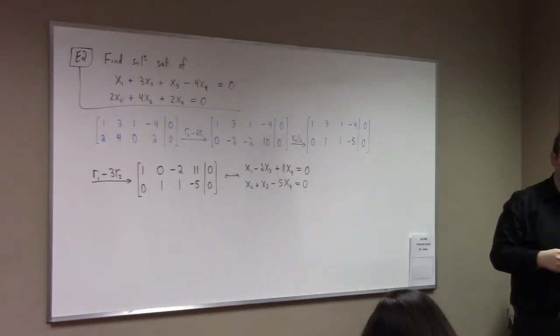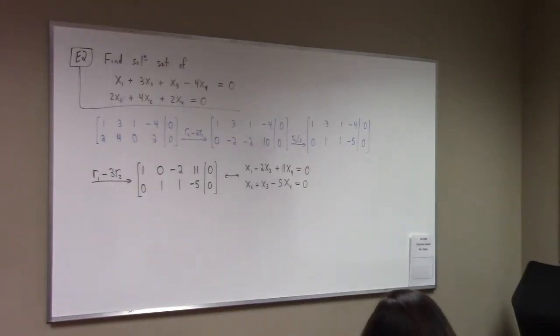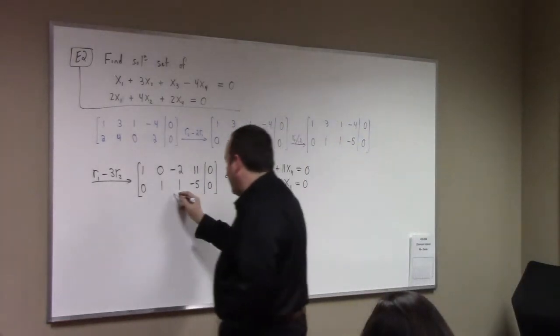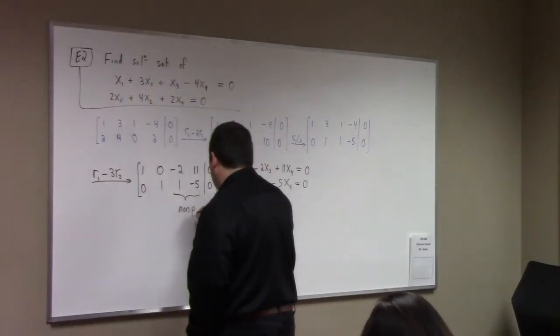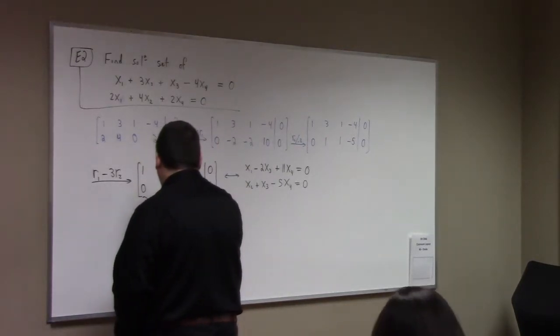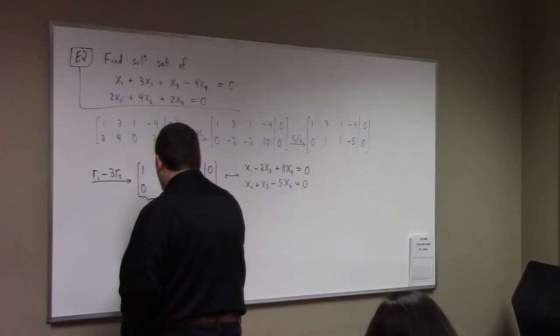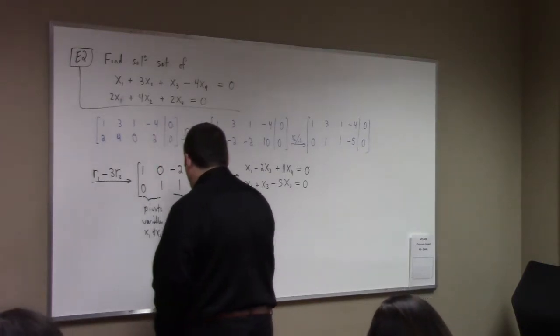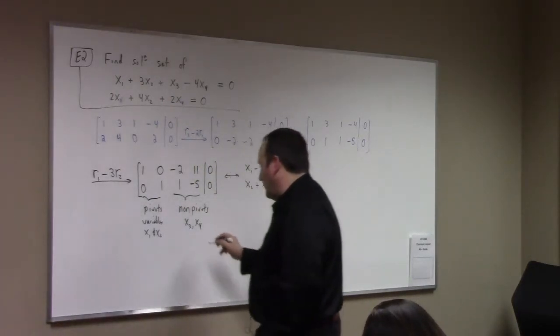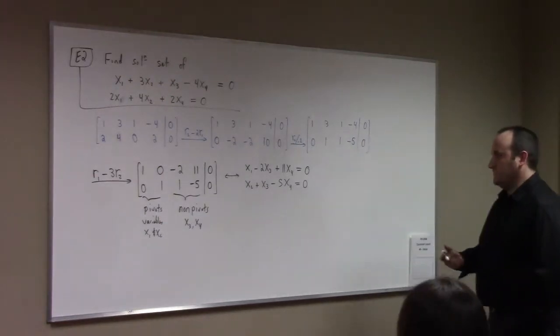The standard presentation of the solution set takes the pivot variables as dependent on the non-pivotal variables. Non-pivots, pivots. So the pivot variables are x1 and x2. The non-pivot variables are x3 and x4. So x3 and x4 will appear as parameters in the solution set.